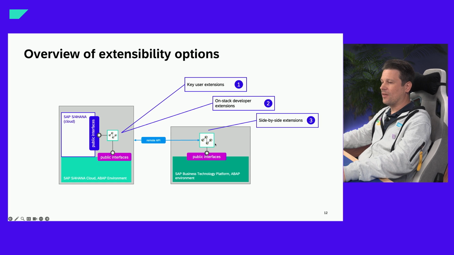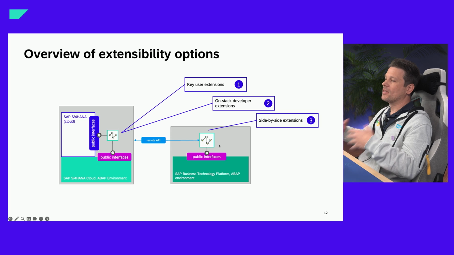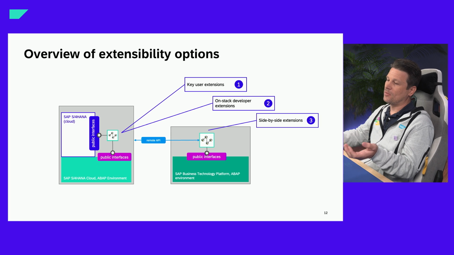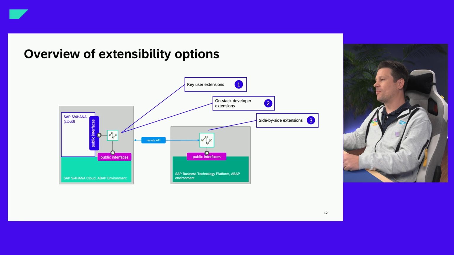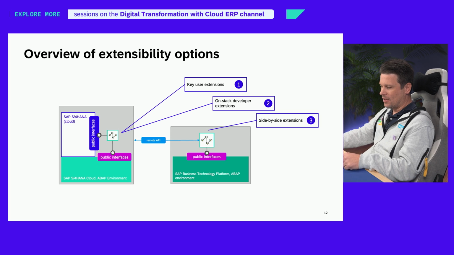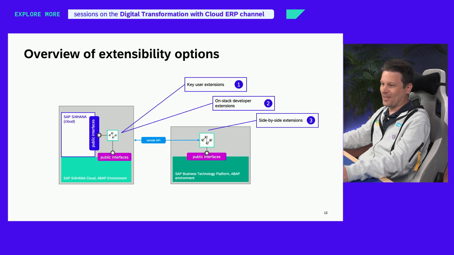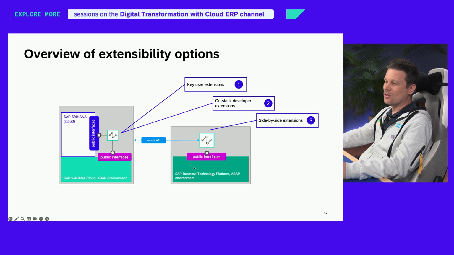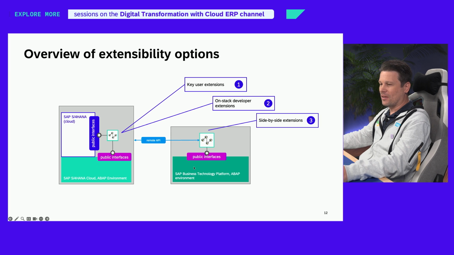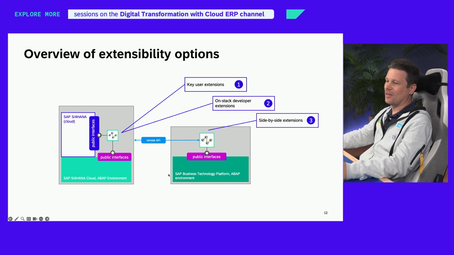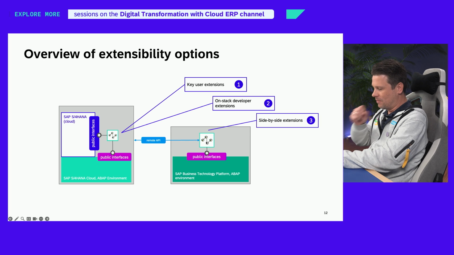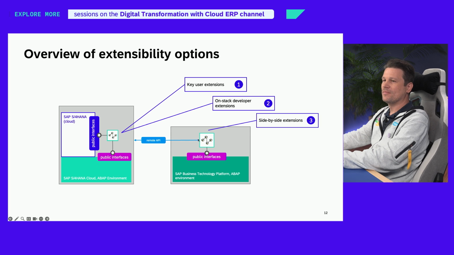On the other hand, we have the SAP BTP, where you can build side-by-side applications, for example, with the SAP Business Technology Platform, ABAP environment. I really hate this long product name, sorry to say that. So most of you know this one as Steampunk, which is our internal project name for it. And here you can then build your side-by-side application using ABAP Cloud.